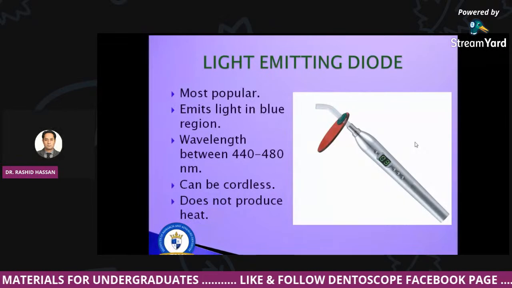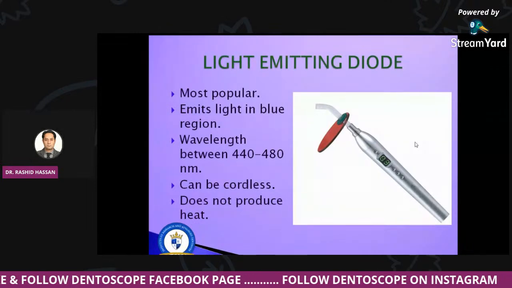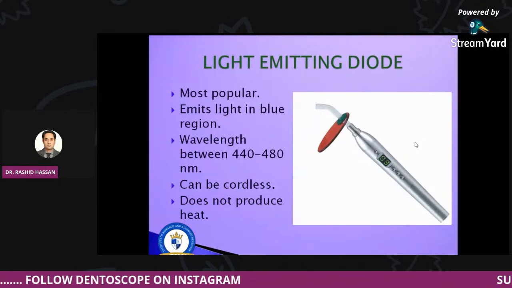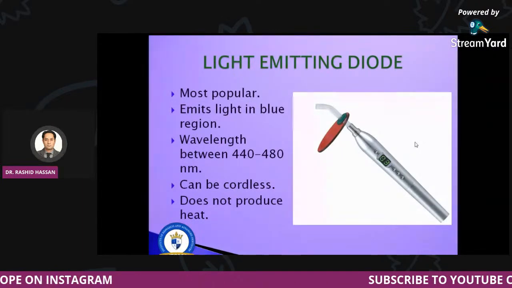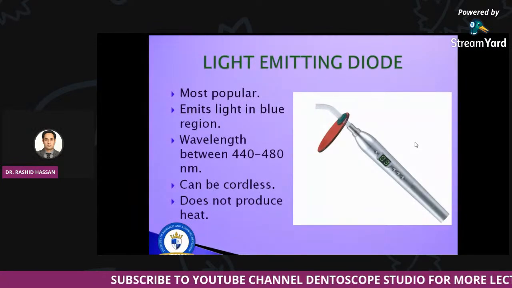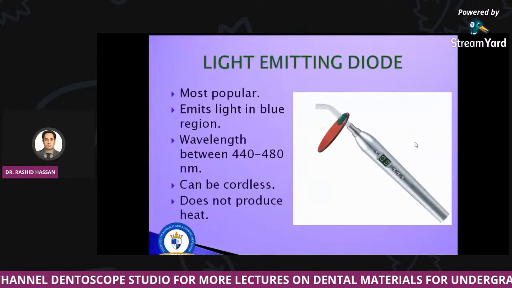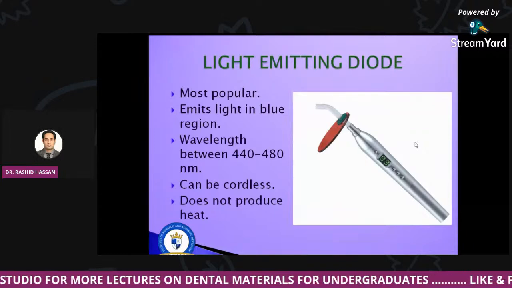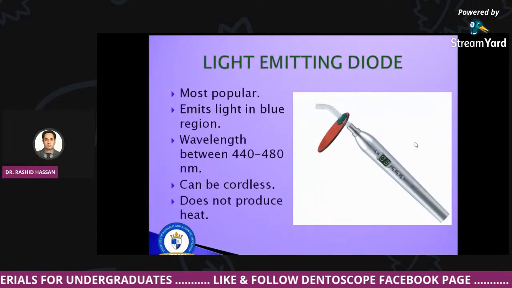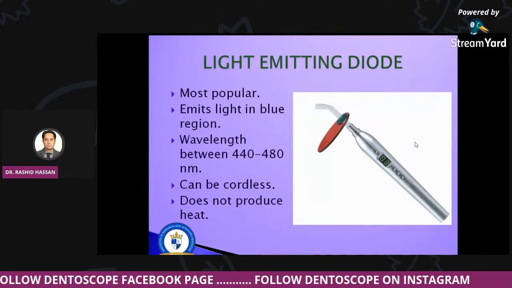It emits light in the blue region. It is exactly the blue light that is required to activate the photo initiator. The wavelength is between 440 to 480 nanometers, and camphor quinone gets activated at 470 nanometers, so it covers exactly that. It can be cordless. That's exactly what is used nowadays. We prefer the cordless light emitting diode unit.